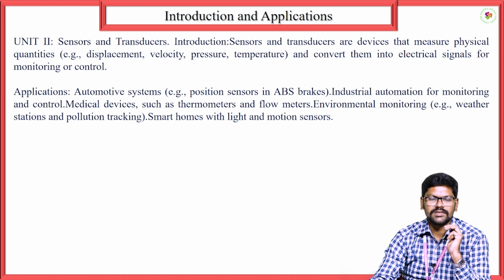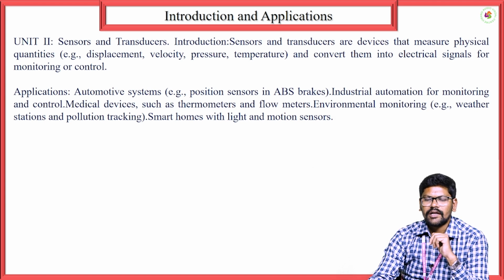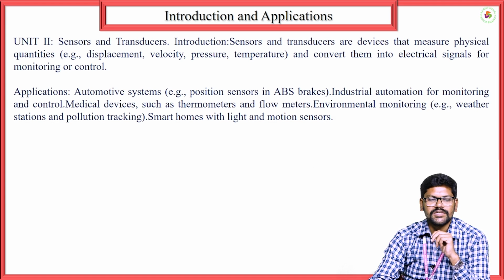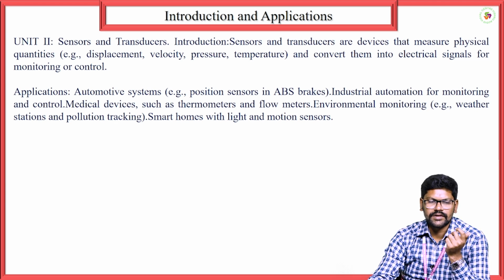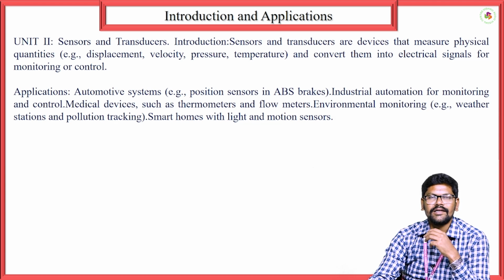So major applications are automotive systems, like position sensors in an anti-lock braking system, and industrial automation for monitoring and control. In medical devices we also use various types of sensors, such as thermometers and flow meters. For environmental monitoring we also use weather stations, pollution tracking, and smart homes.